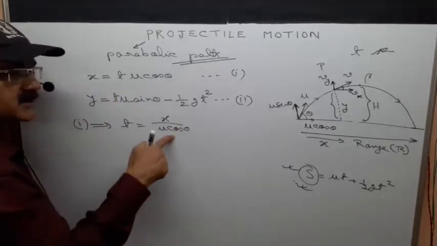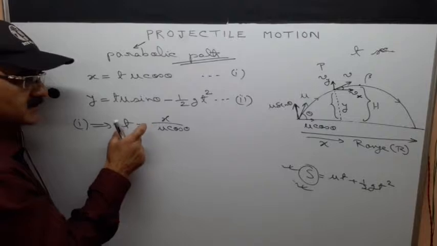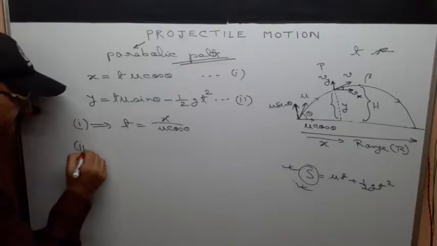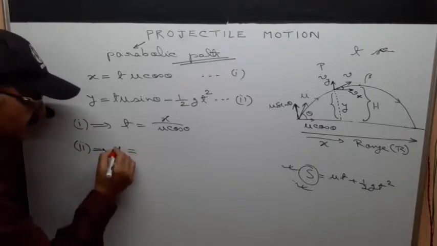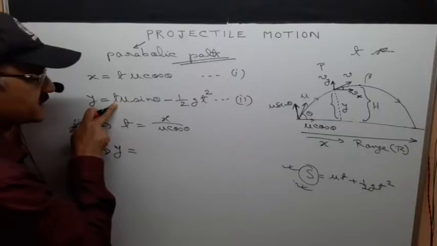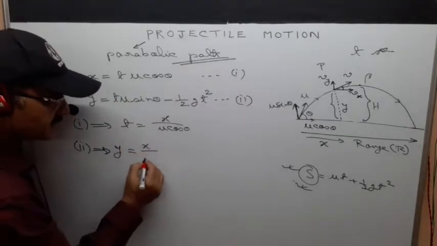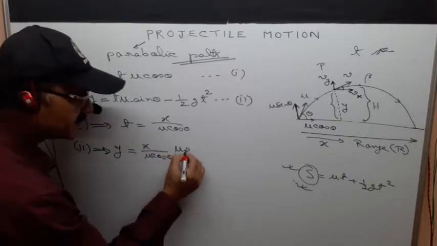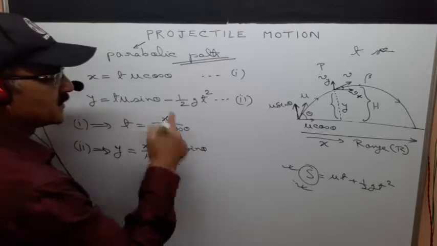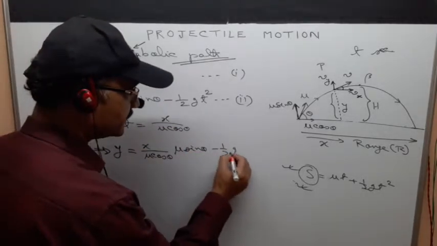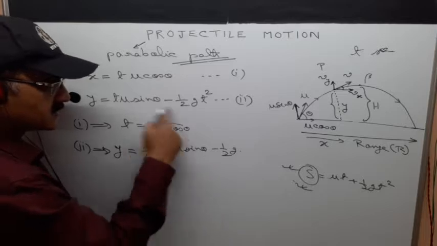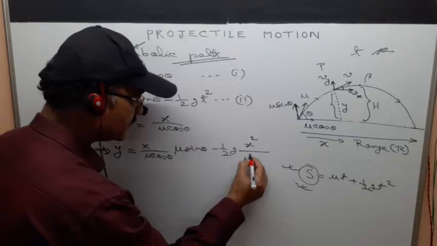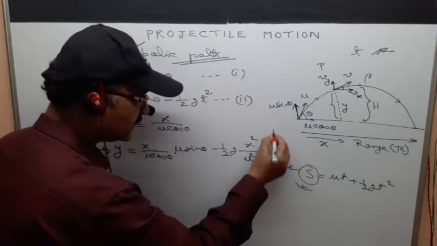x by u cos theta. Then you replace this value of t in the second equation. So y becomes, instead of t, I will write x by u cos theta into u sin theta minus half g t square, this square, so means x square divided by u square cos square theta.